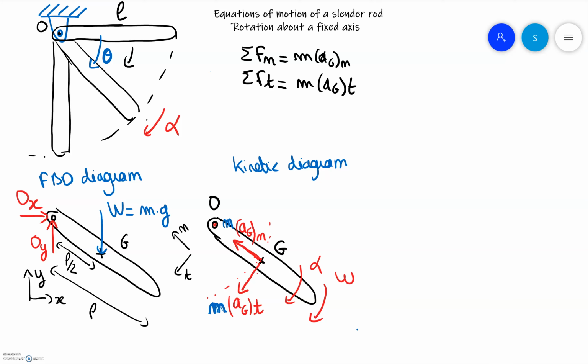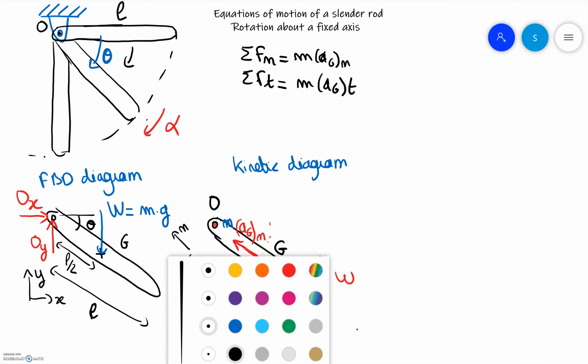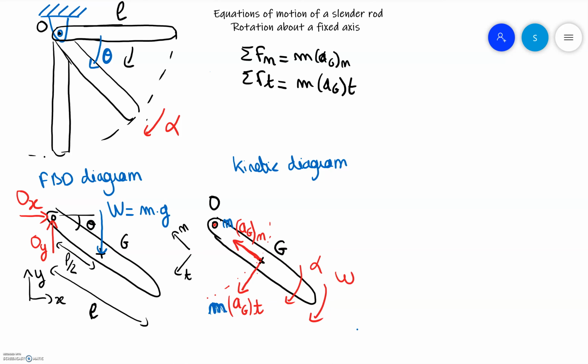And we need one last dimension. That's the geometry for the angle theta. The position of the angle right now is theta. Okay. Which equation is the most convenient to use for the moment when it's a rotation about an axis?